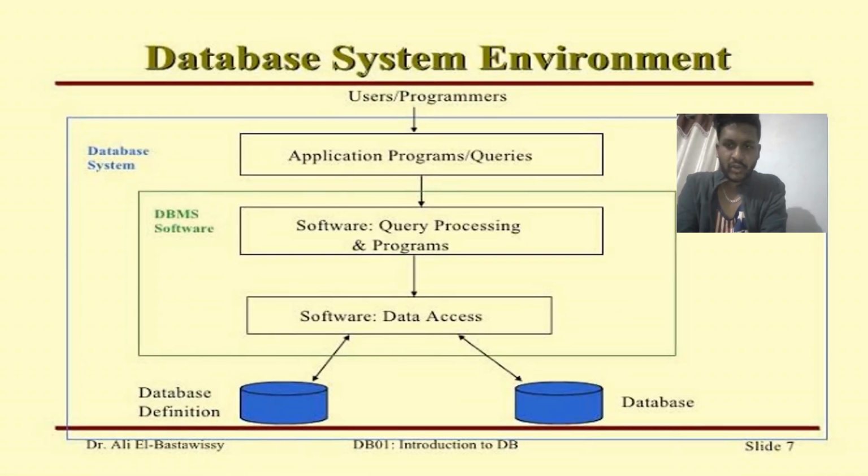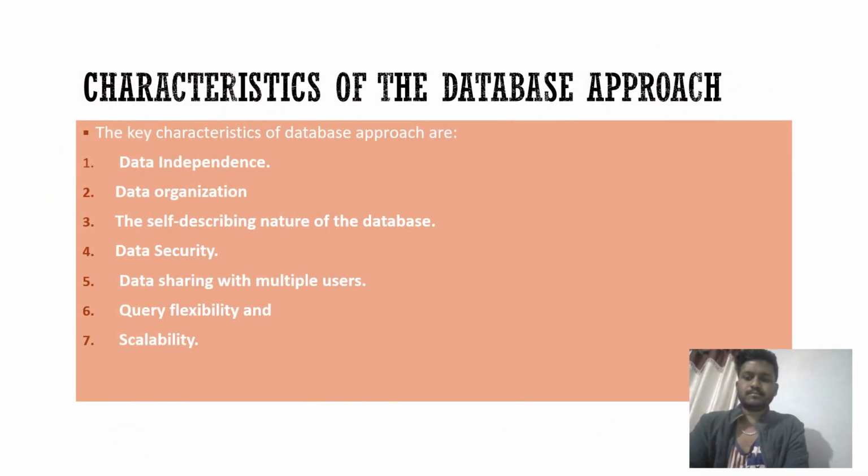In this figure, we can clearly see the database system environment. Firstly, users or programmers send application programs or queries to the software for processing, and the software accesses the data. Characteristics of the database approach are data independence, data organization, self-describing nature of the database, data security, data sharing with multiple users, query flexibility, and scalability.